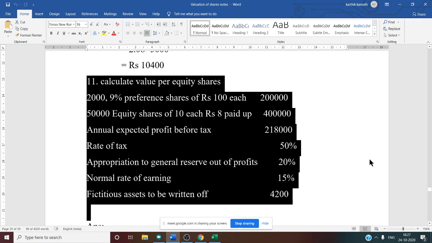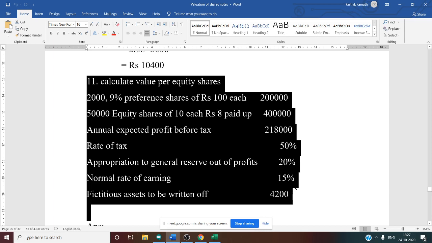Annual expected profit before tax is 2,18,000. So what is this? This is nothing but average annual profit, AAP. Rate of tax is given, 50%, specifically mentioned. Appropriation to general reserve is given, 20%. Normal rate of earning, that is NRR, is given as 15%.